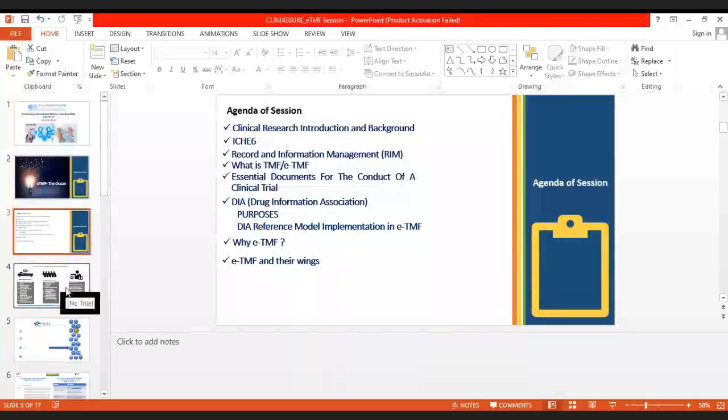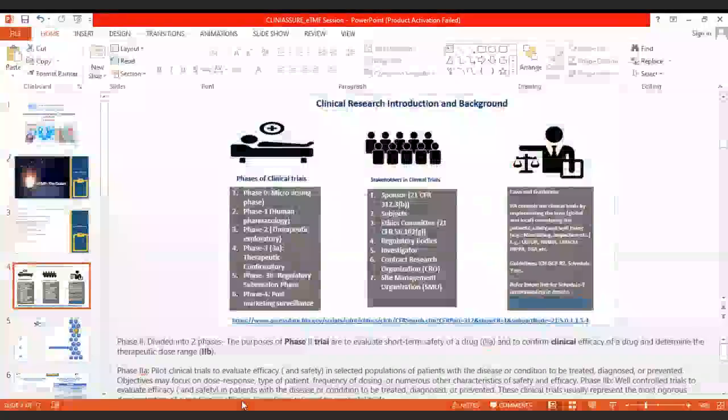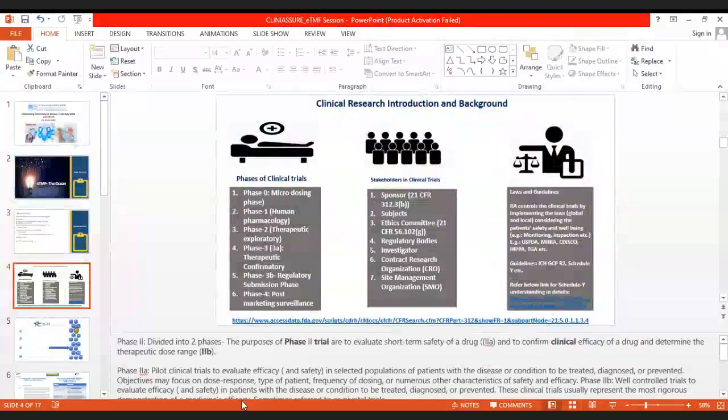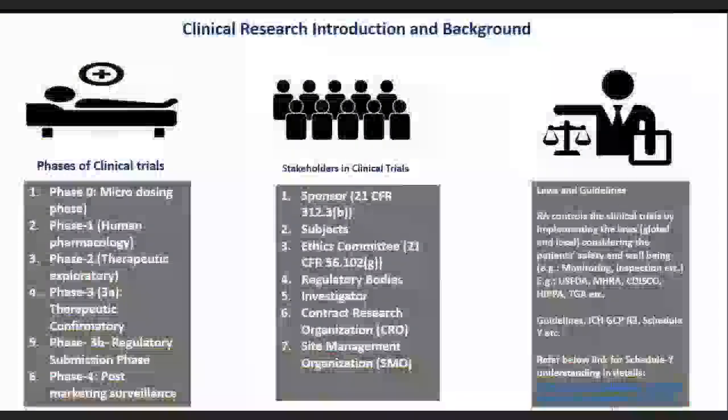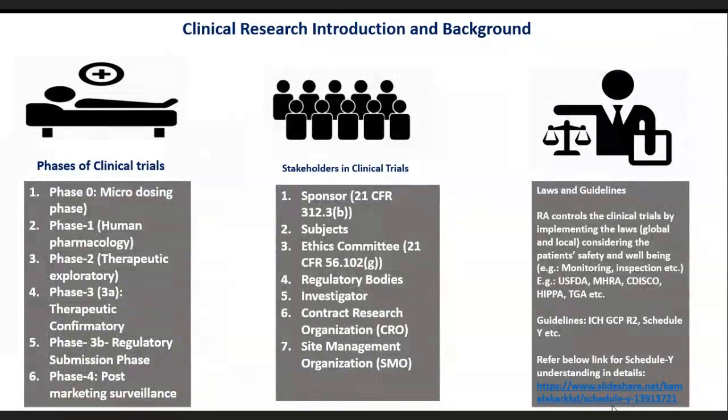After that, we have bifurcated the basic clinical research things: the phases of clinical trials. You people are able to see my screen, right? Yes. Okay, so the phases of clinical trial start with the microdosing phase. We will not go deep into everything, because if we go deep into only the clinical trial, then we will not understand the eTMF part, because this is also lengthy. So this is basically the outline.